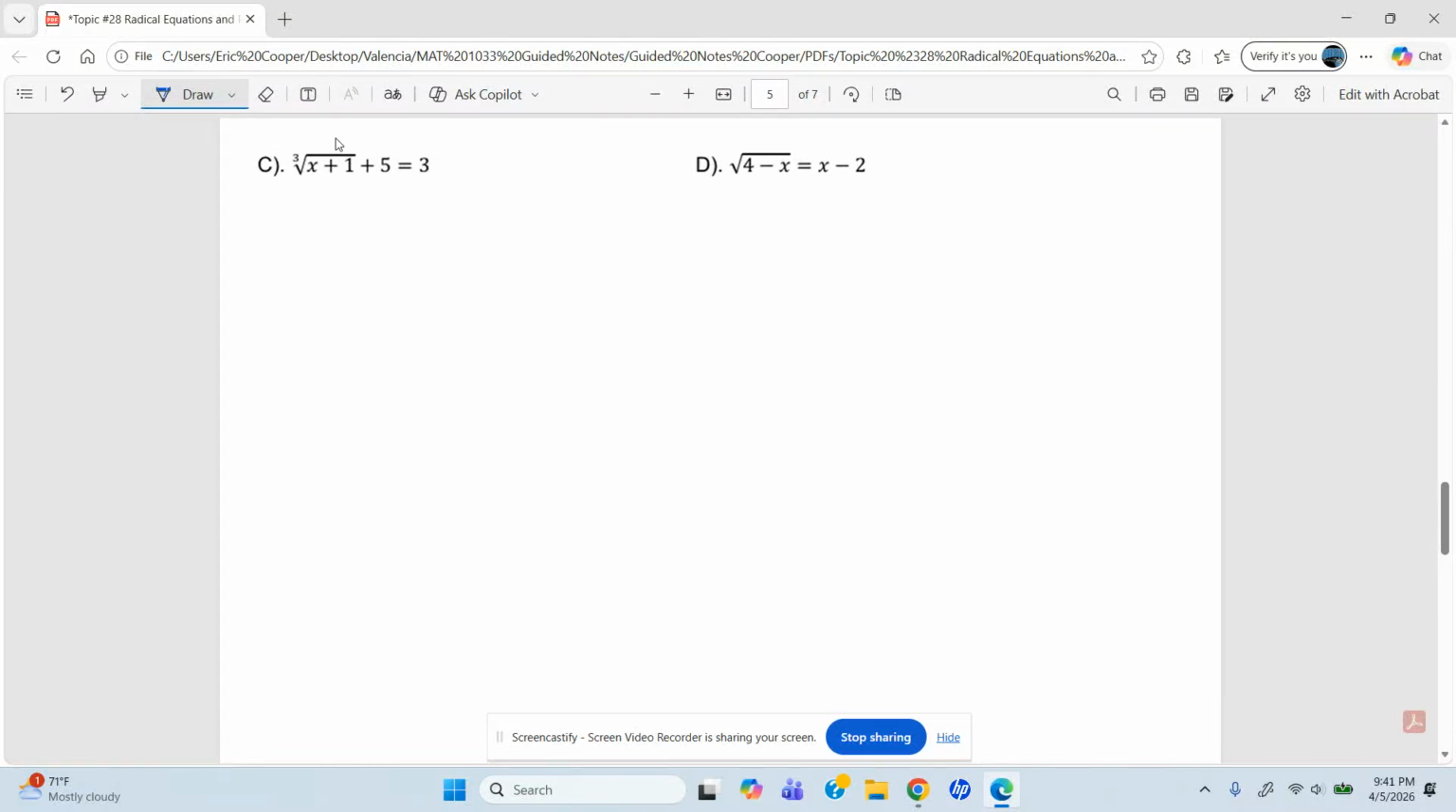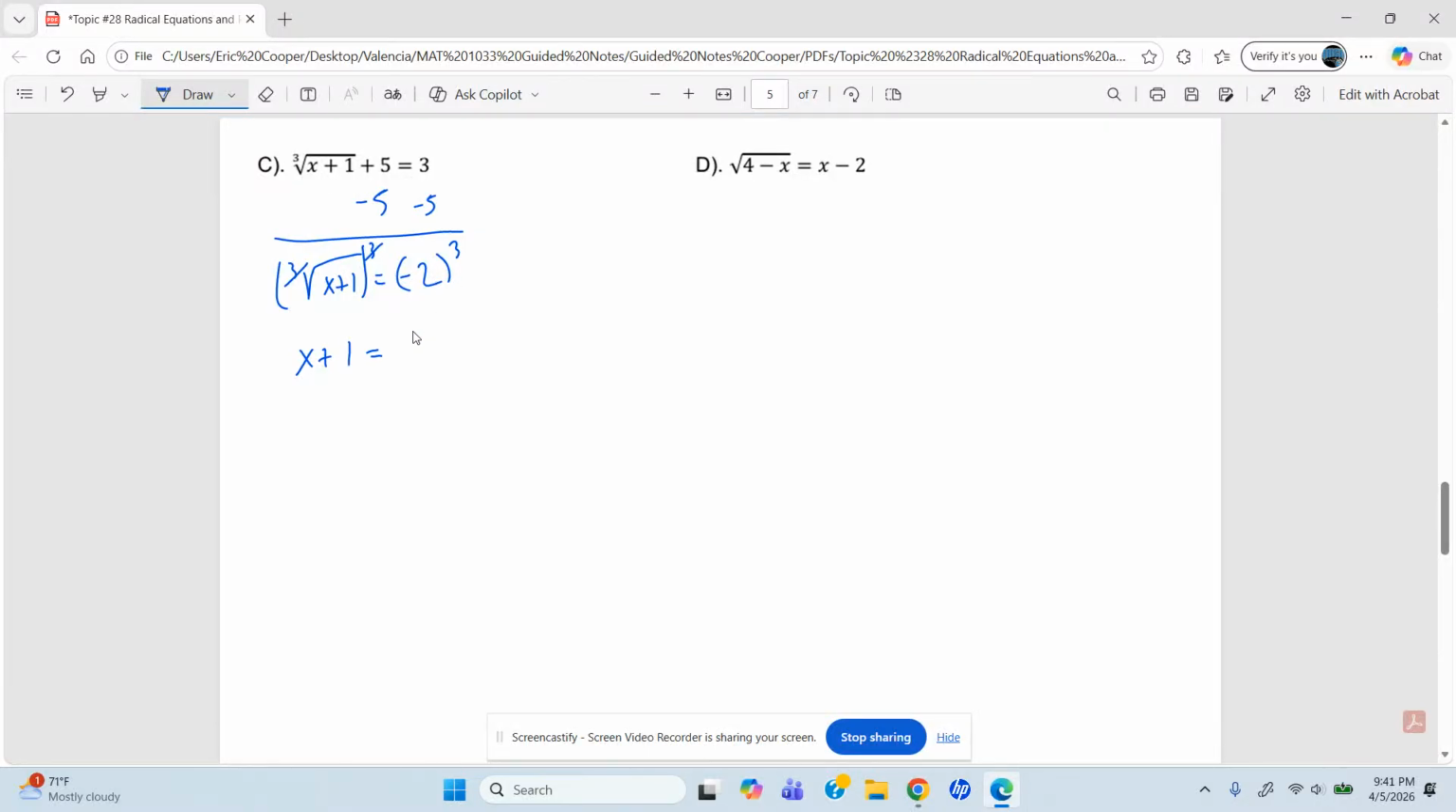Again, we don't have the radical by itself, and right now it's a cube root. So we want to subtract 5 from the other side. So I have the cube root of x plus 1 equals negative 2. My job is to get the cube root by itself, so I need to go through and take it to the third power. But whatever I do to one side, I'm going to do to the other. Here the cube root and the third power can cancel out, and they just leave me with the inside. I have x plus 1.